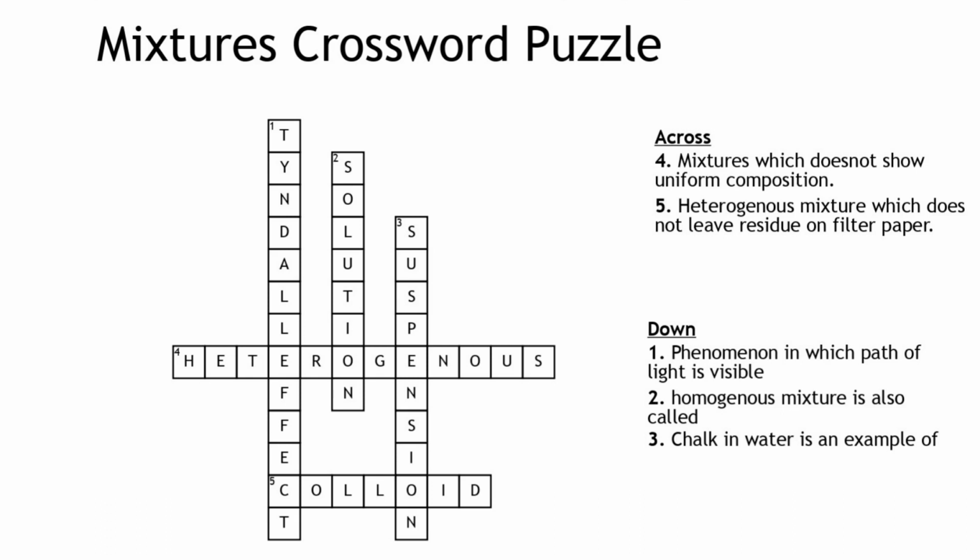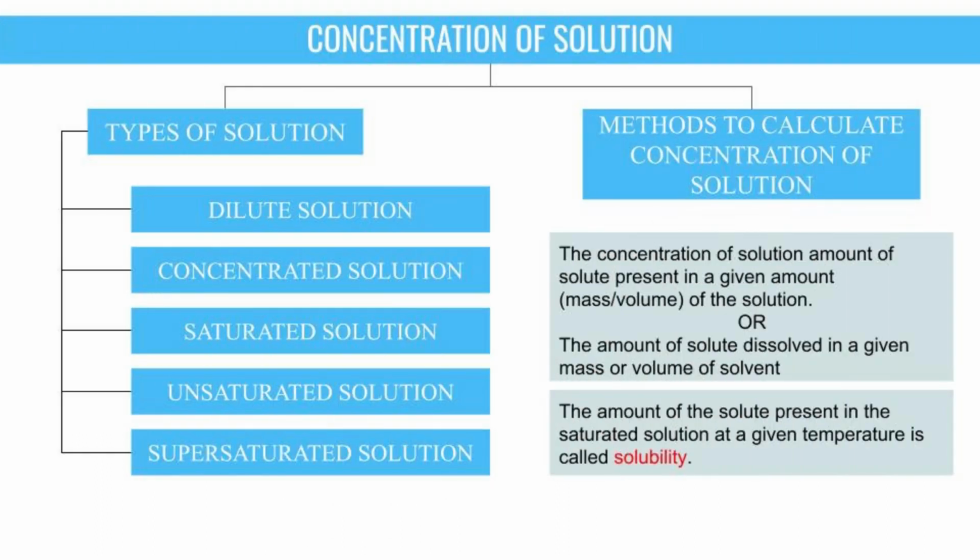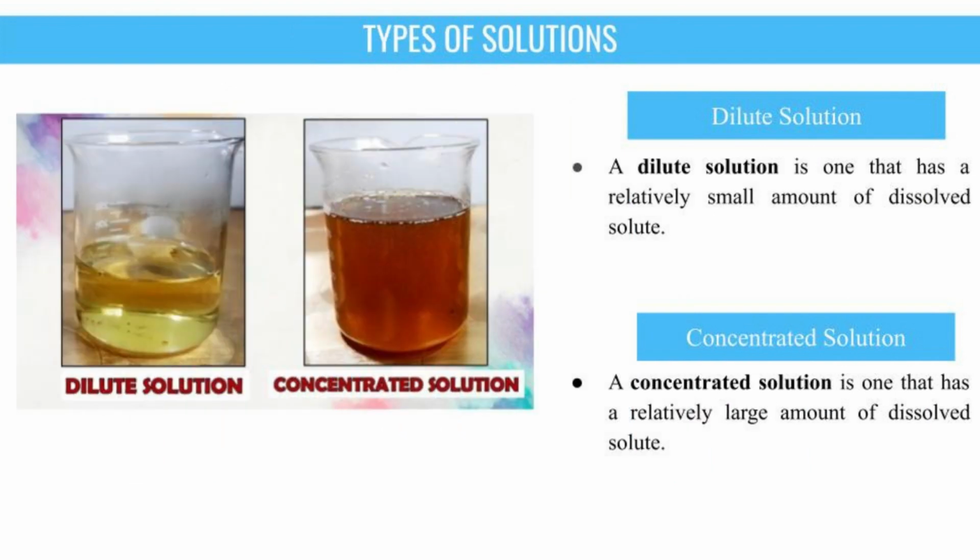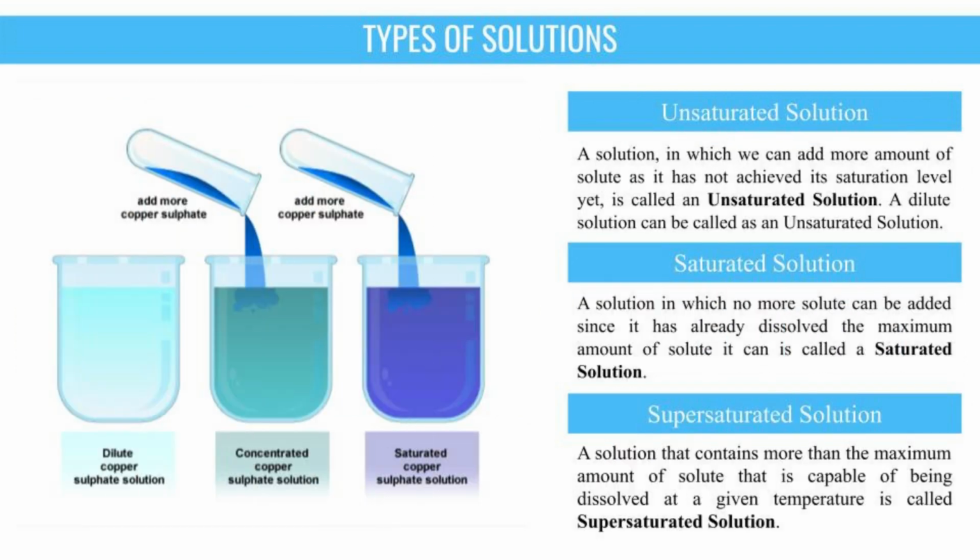Now, let's move to discuss different types of solutions, based on concentration of the solution. A dilute solution is one that has a relatively small amount of dissolved solute. A concentrated solution is one that has a relatively large amount of dissolved solute. A solution in which we can add more amount of solute, as it has not achieved its saturation level yet, is called an unsaturated solution. A dilute solution can be called an unsaturated solution. A solution in which no more solute can be added since it has already dissolved the maximum amount of solute it can is called a saturated solution.